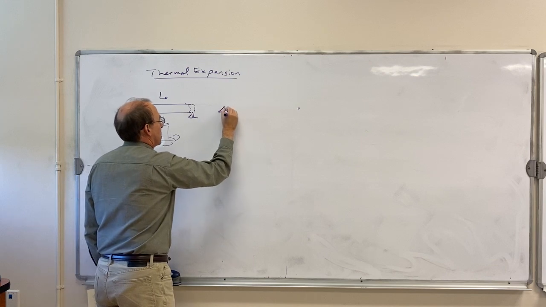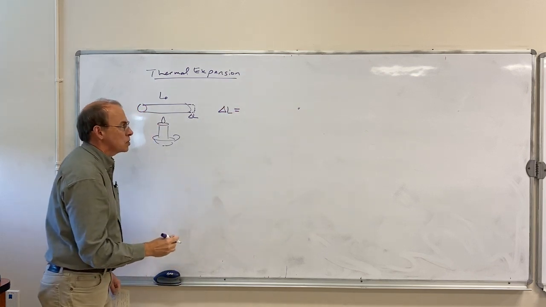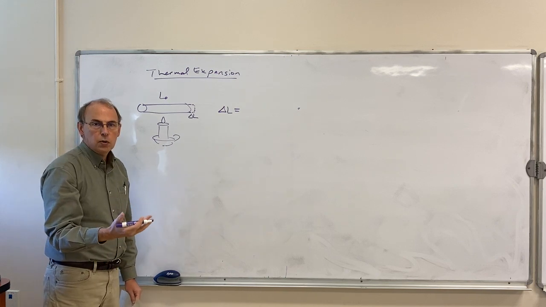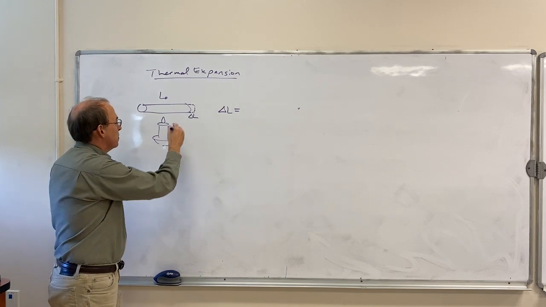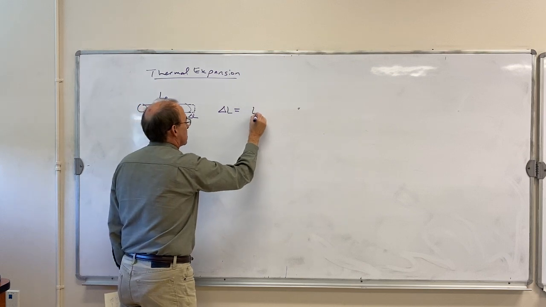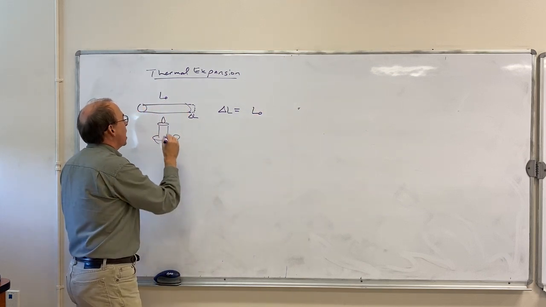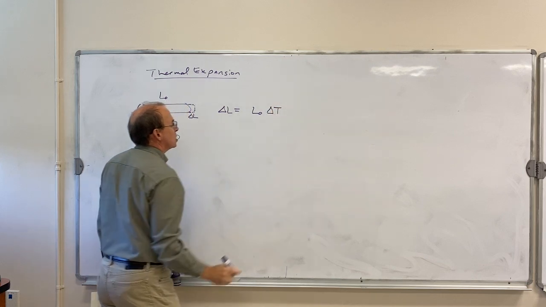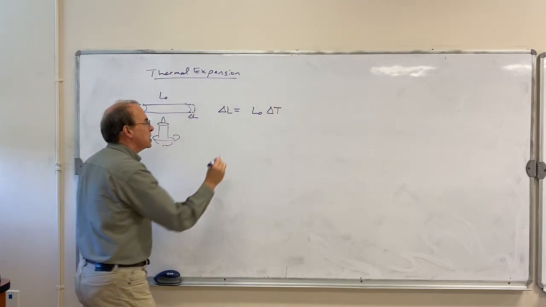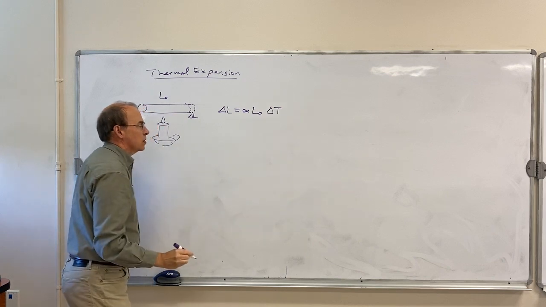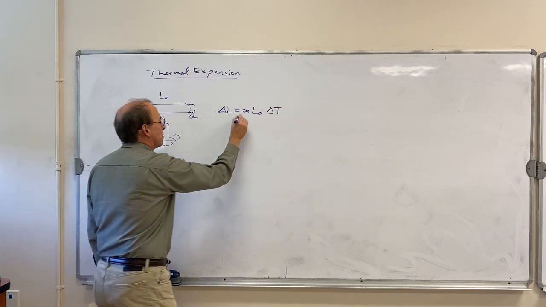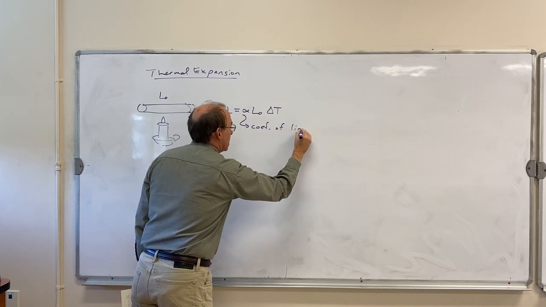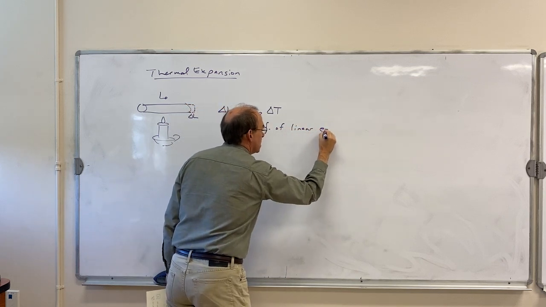That delta L, that increase in length, is pretty easy to understand. It depends on how long it was to begin with. Longer objects expand more. So it depends on that L naught. It depends on how much the temperature changes, so delta T, the change in temperature. And it depends on what material it is. So there's an alpha here, something called the coefficient of linear expansion.